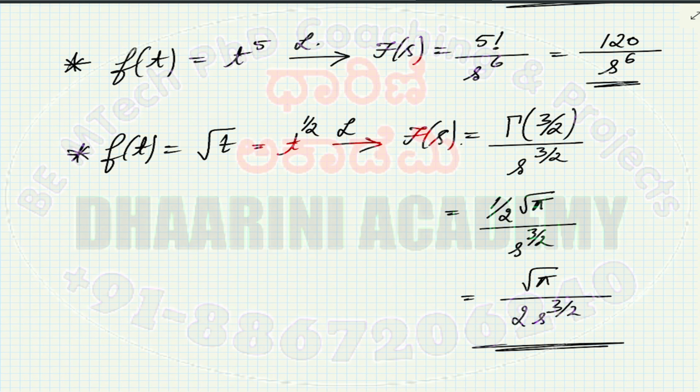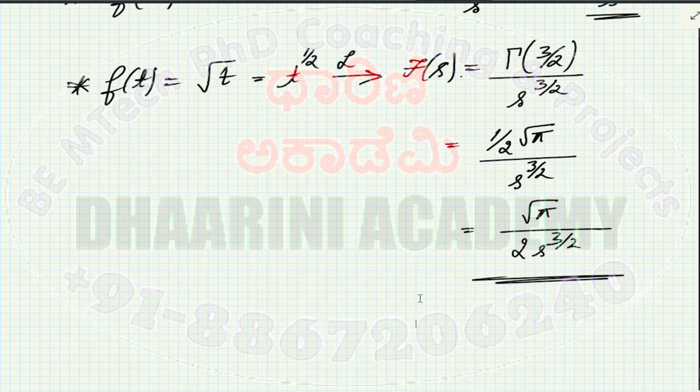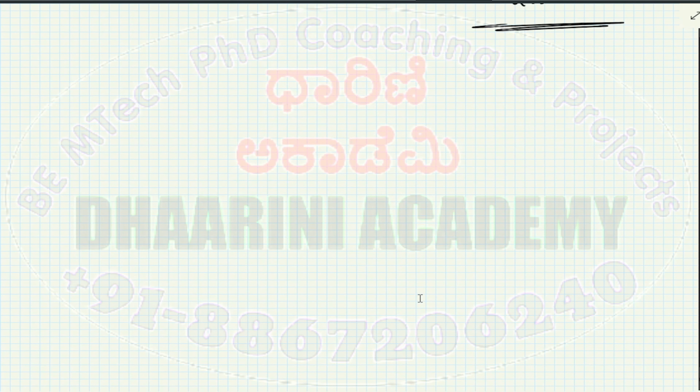Today we will solve a few more problems on the basics we discussed in the previous class. Okay, so the first problem is f of t is equal to cos hyperbolic square of 3t.